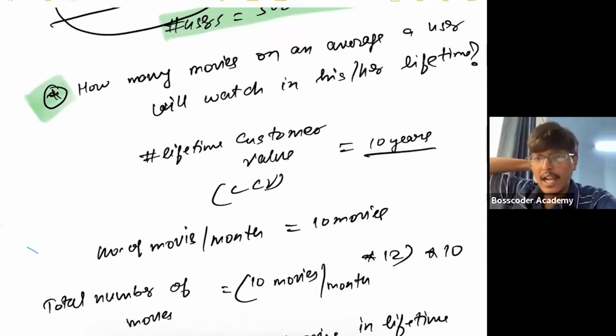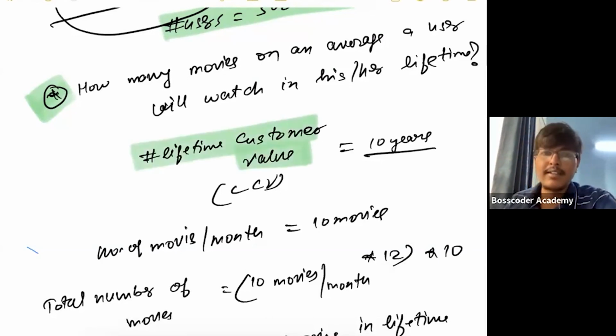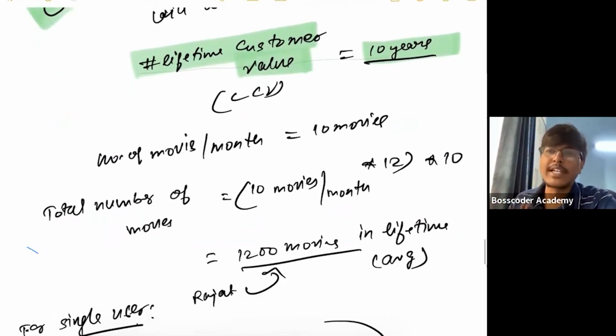So to calculate how many movies a user might have watched, we will start with the lifetime customer value. So we said any user on an average will stay for 10 years on the platform. Like they will have the subscription for 10 years on an average, right?